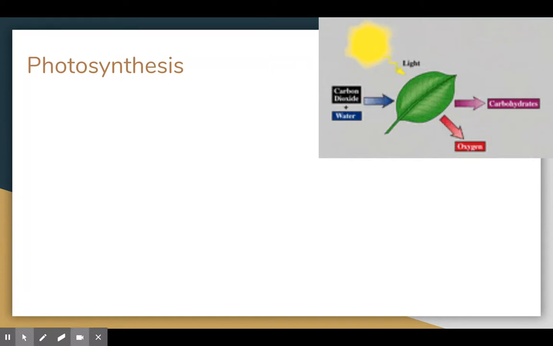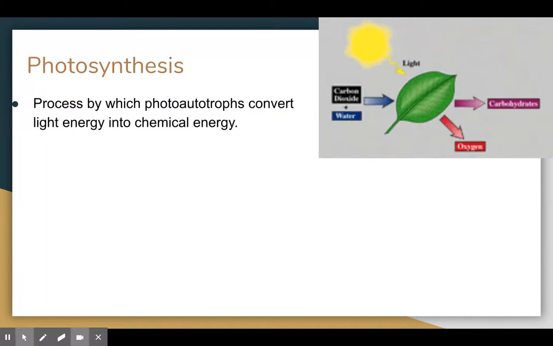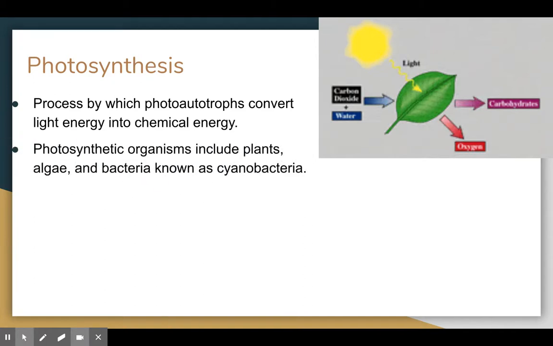So what is photosynthesis and why is it so important? Well, photosynthesis is the process by which photoautotrophs, or photosynthetic primary producers, convert light energy into chemical energy. Photosynthetic organisms include plants, so that's the very common one, plants, trees, flowers. Algae, which are organisms that live in the water, and then also bacteria known as cyanobacteria. So all of those are examples of photosynthetic organisms.